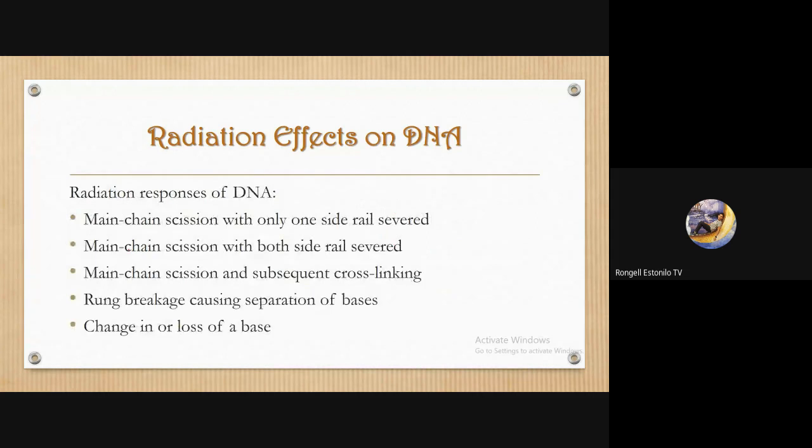So pwede nating matawag that there are main chain scission with only one side rail severed. Take note, guys, that the DNA is double helix. So sabi dito, only one side rail severed. Main chain scission with both side rails severed. Main chain scission and subsequent cross-linking. Pwedeng isang ma-break tapos papunta sa isang strand. Rung breakage causing separation of bases and change or loss of a base.